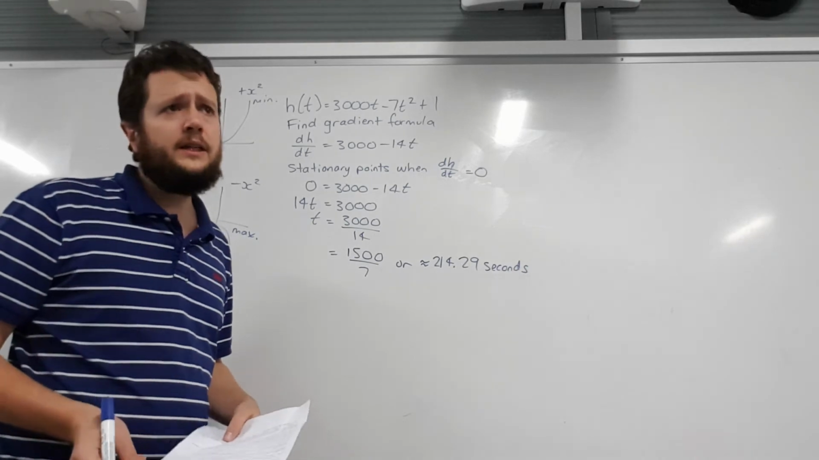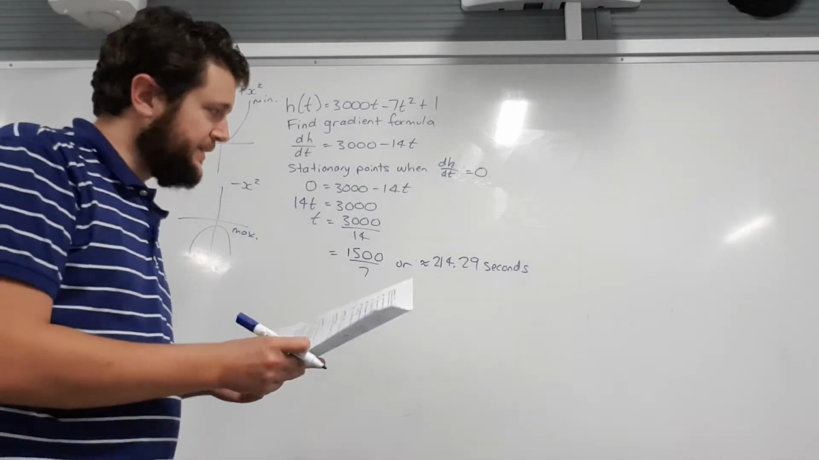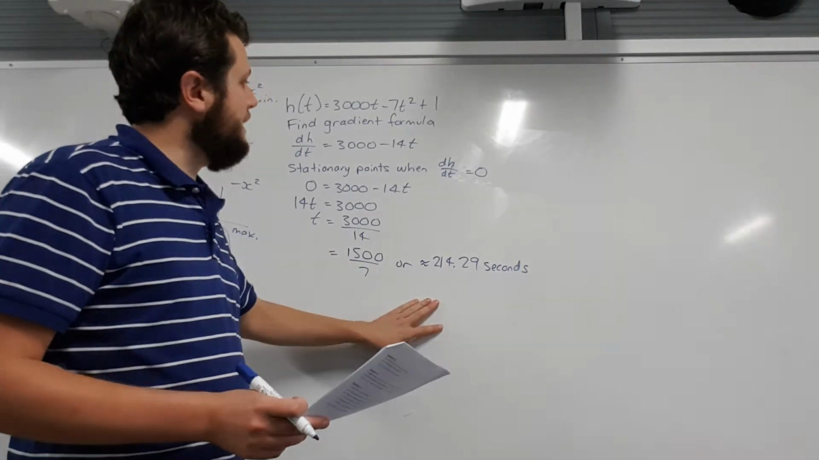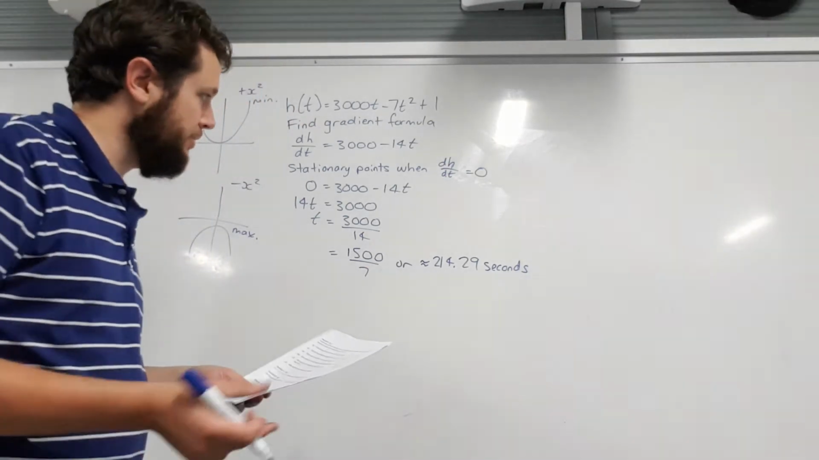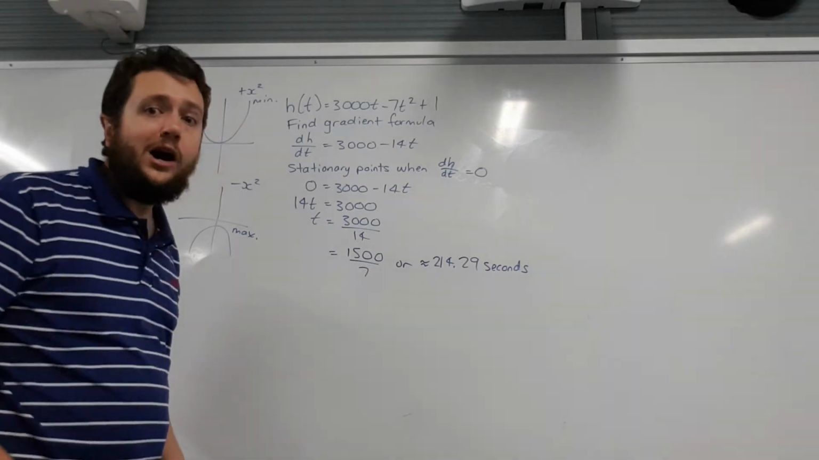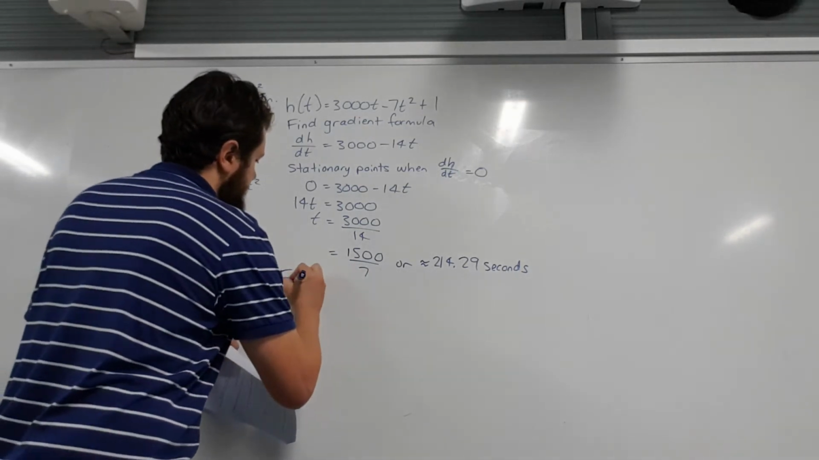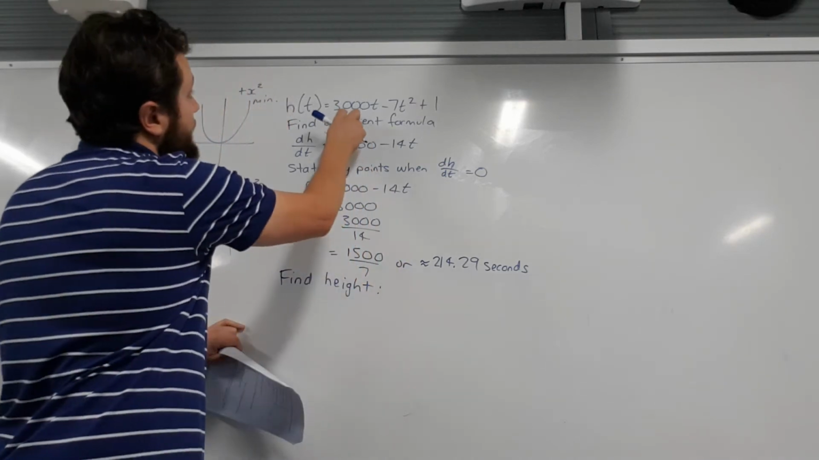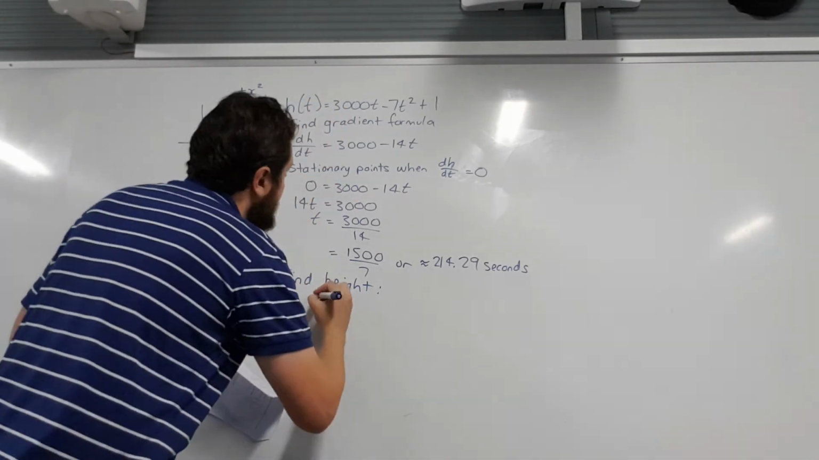But there are other ways you could check that. You could look at your calculator. You could also use a second derivative. But anyway, that's enough for now. At the moment, we know that the maximum height's going to be at 214.29 seconds. But we were asked for the height. So to find the height, we need to go back to our original formula. We've got this, and we know the time. So we substitute the time into the formula.